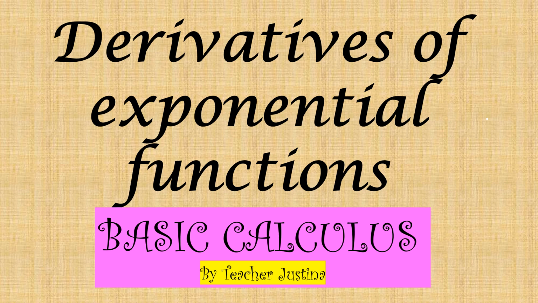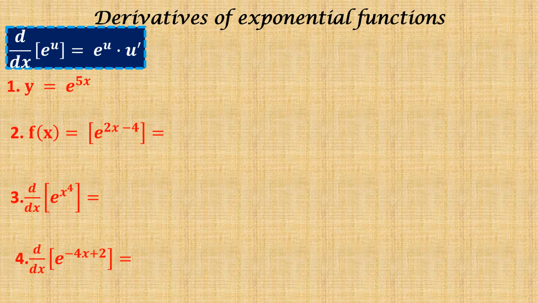Our lesson for today's video is all about derivatives of exponential functions. So let us have its formula in finding the derivative of an exponential function. You are given d over dx of e to the u is equal to e to the u times the u prime. So e to the u refers to the function itself times the u prime. When we say u prime, it's the derivative of the exponent. So u refers to the exponent of e, then you have to multiply it to the derivative of the exponent.